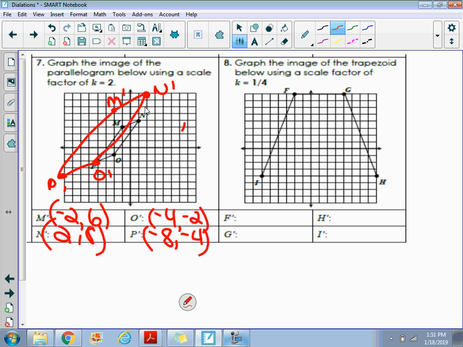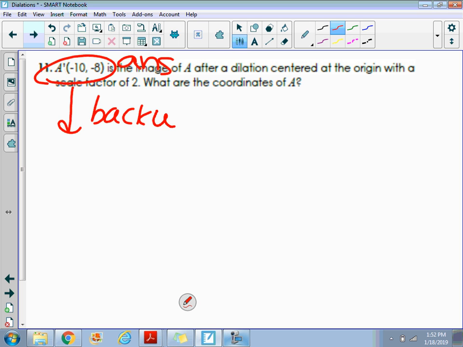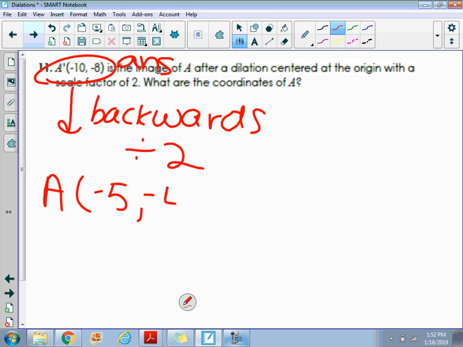All right, I trust that you guys can do 8. Let's jump to 11. This is a word problem format. Same kind of question, but just written in a different format. If your A prime is negative 10, negative 8, after the dilation centered at the origin with a scale factor of 2, where did you start? So this is my answer, so I have to go backwards. To get there, I multiplied by 2. To go backwards, I have to divide by 2. So A would have been negative 5, negative 4. Great job.